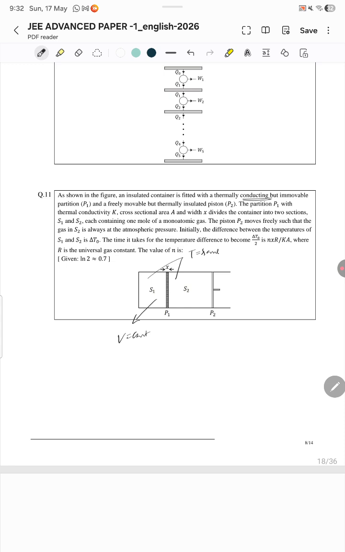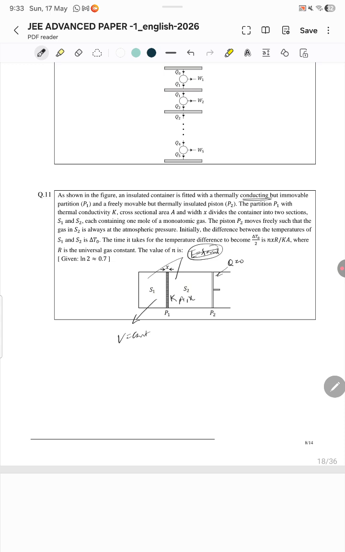Okay, and a freely moving, thermally insulated P2. So this is Q equal to 0, but movable. Thermal conductor with cross-sectional area A. Okay, so the conductivity is K, the area is A, and the thickness is X. Fine. So we cannot say the temperature will be the same now because it's partially conducting, right?